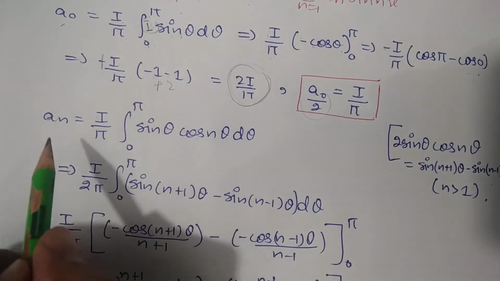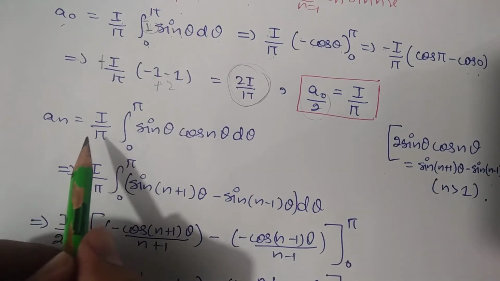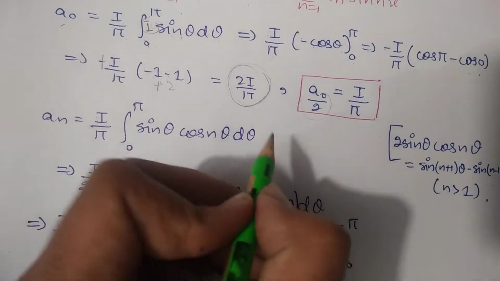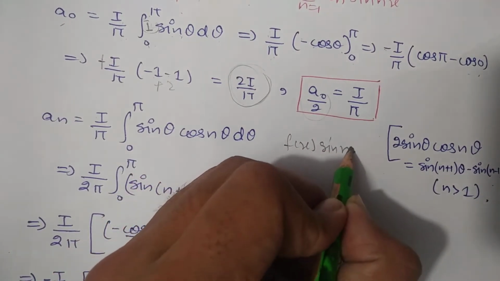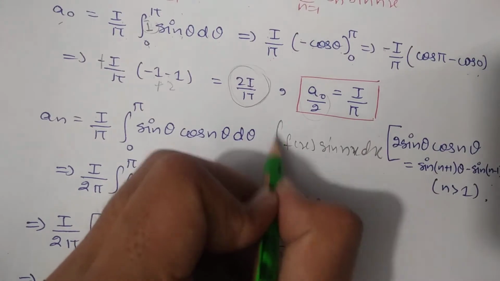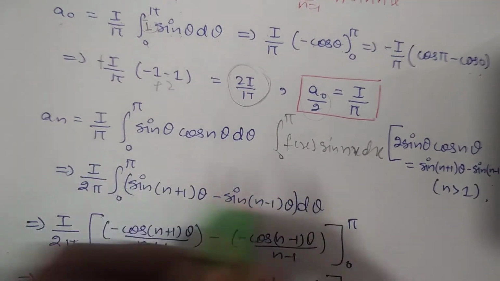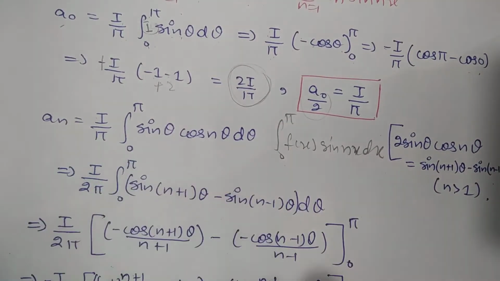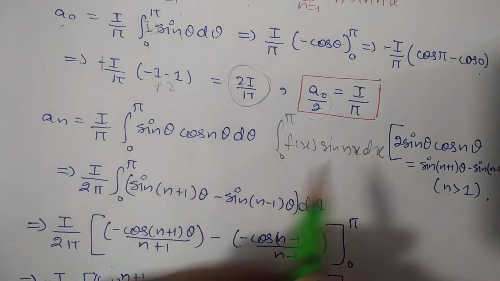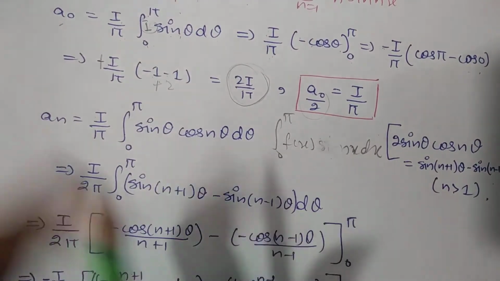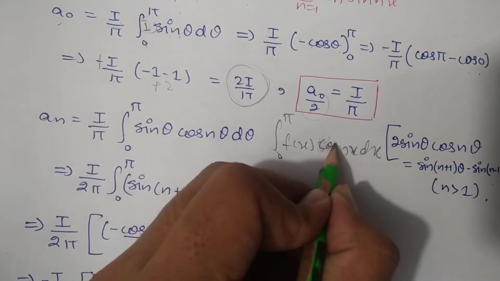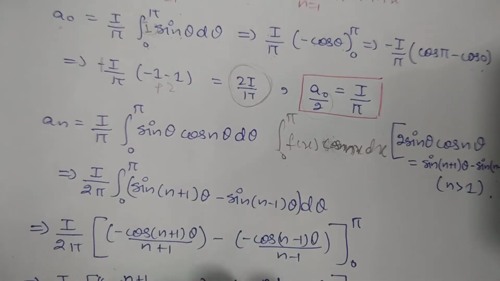Okay. So now finally we are going to calculate a n, and the formula of a n is also just like that, function and cos nx dx, putting the limits according to whatever is given. So here that is cos nx, I will write cos nx only, and sin nx is for b n only.